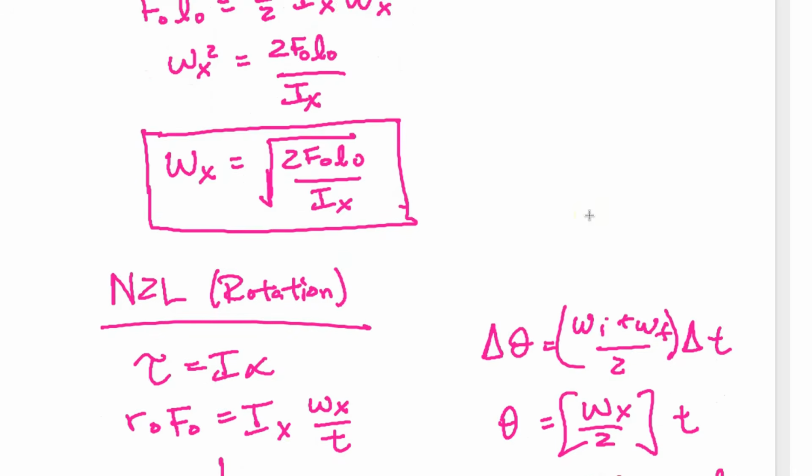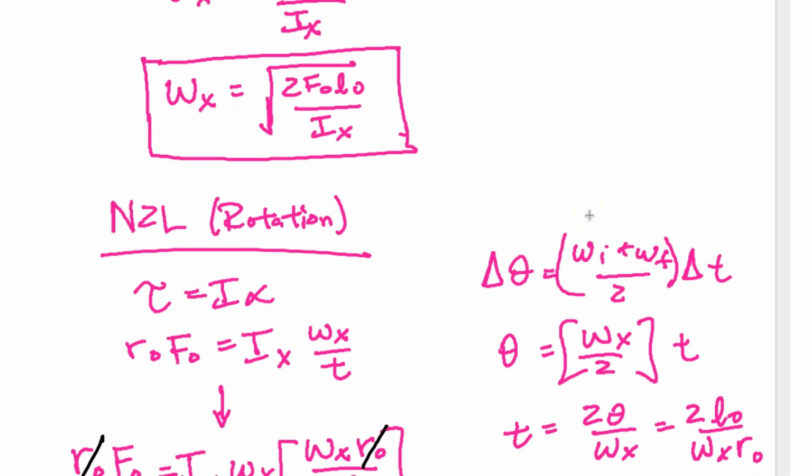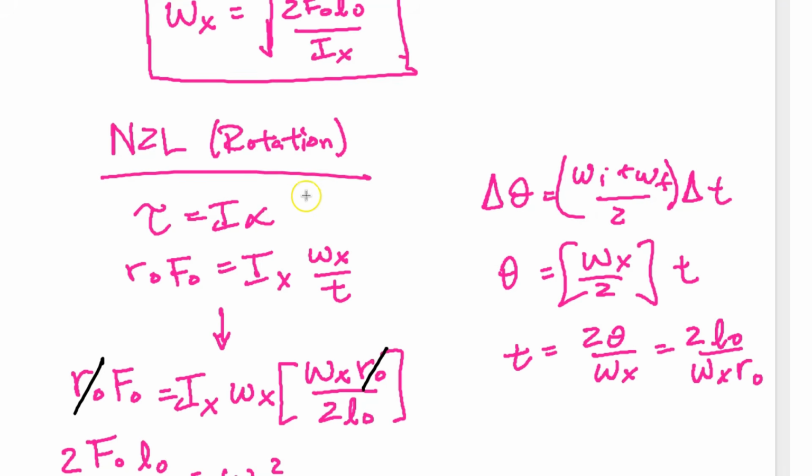Next, we'll solve this same problem using the rotational version of Newton's second law, which is torque is equal to I times alpha. First, we're going to substitute for alpha omega X over t, because alpha is the angular acceleration, which is the change in angular velocity divided by the change in time. And since the initial angular velocity is 0, we can just substitute omega X over t for alpha.